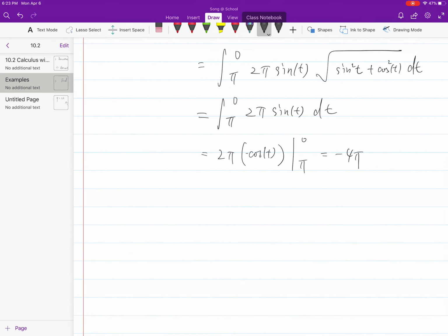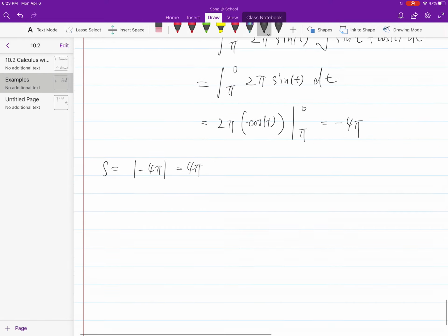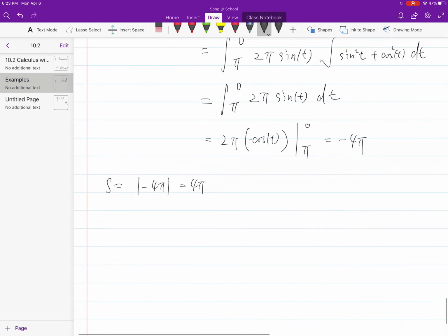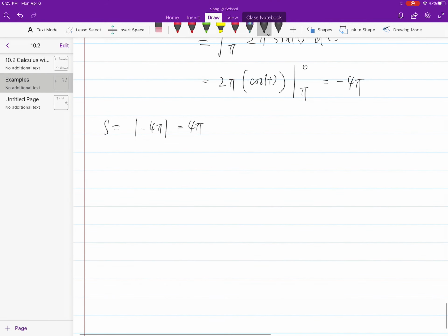Oh, yeah, that's the reason. How do I say this? The answer is negative 4 pi. But then we're going to take the absolute value, and then we have 4 pi because we cannot have negative area.